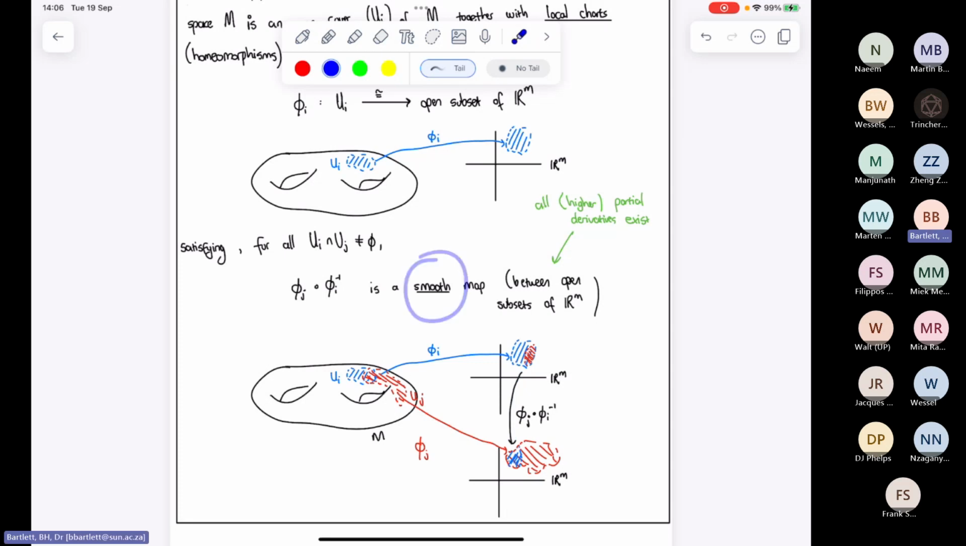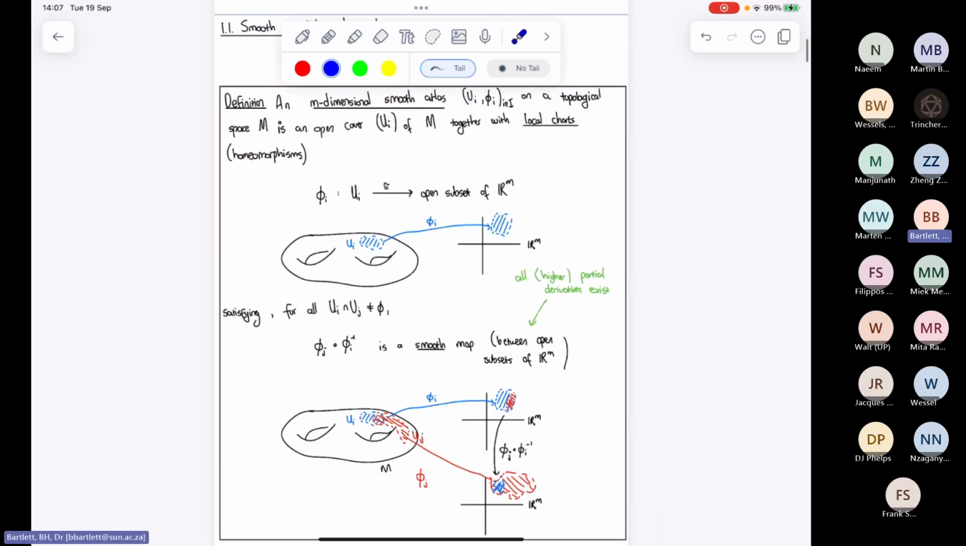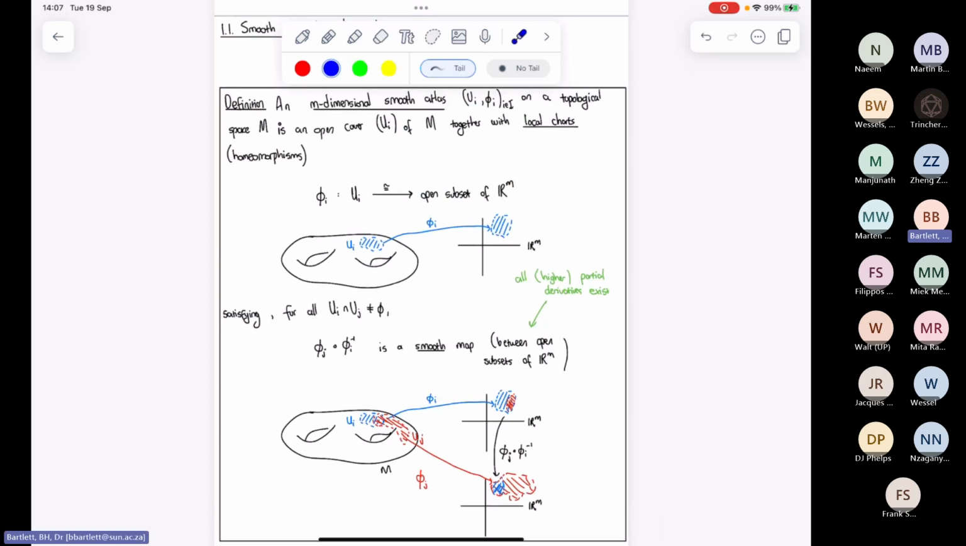What does that mean? Now I've got a map between open sets in Rm. It's just a function of m variables. So it's got m components, and each component is a function of m variables, and each of those functions has infinitely many partial derivatives. So that's what a smooth atlas is on a topological space M. We start off with the topological space M, and now we talk about an atlas on that.